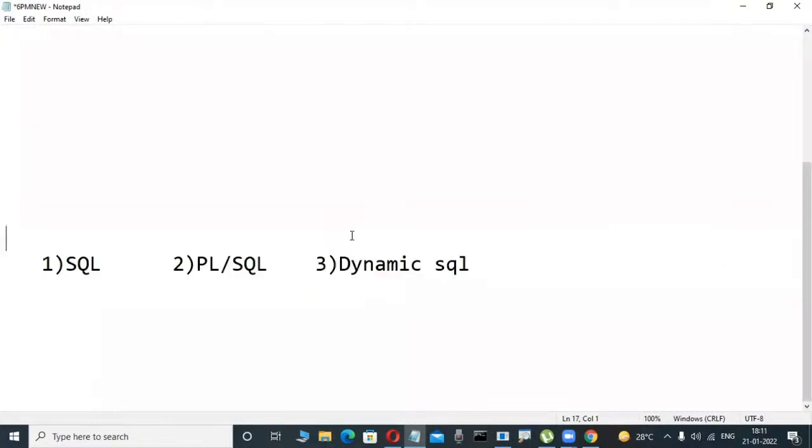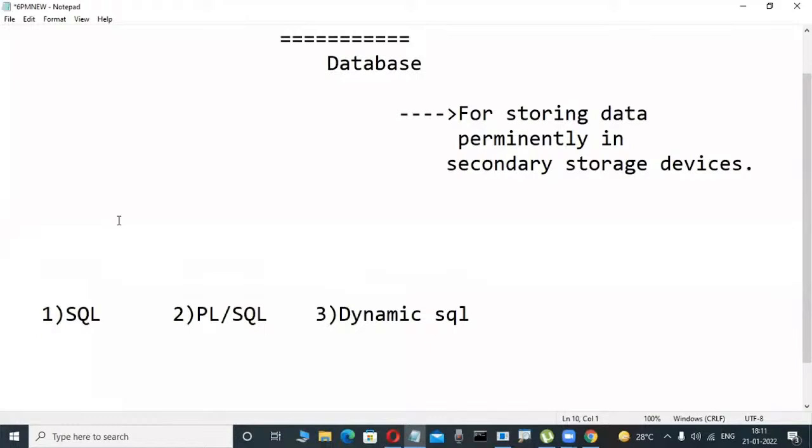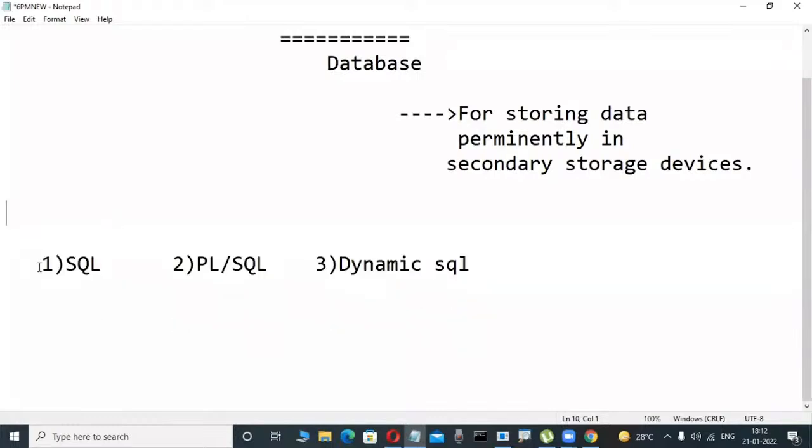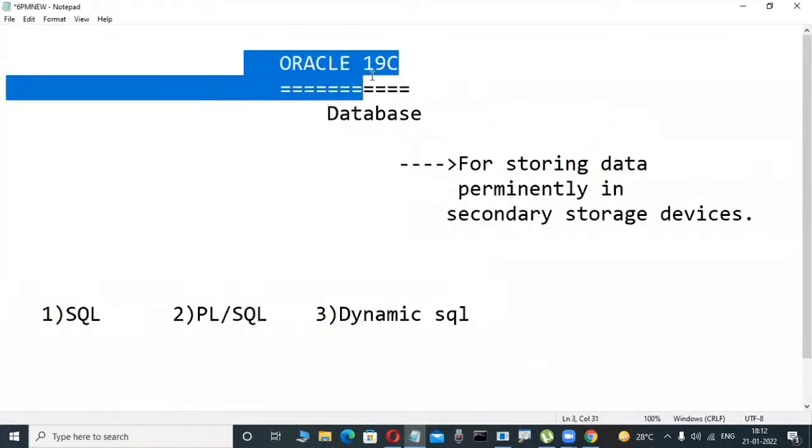That's why, as I was telling you yesterday, if you want to operate this Oracle software, we are using SQL, structured query language. Another language is PL/SQL, procedural language extension for SQL. Another language is dynamic SQL. Through these three languages, we are operating this Oracle software in your companies.